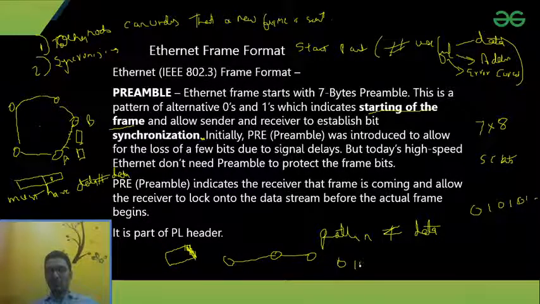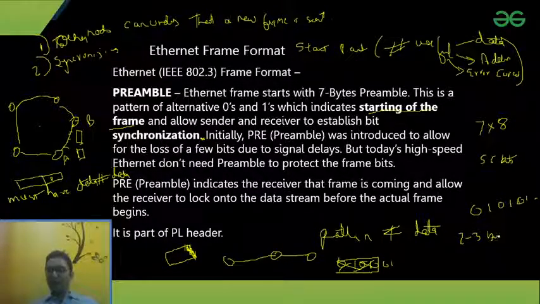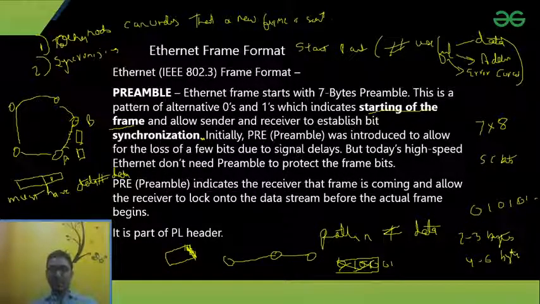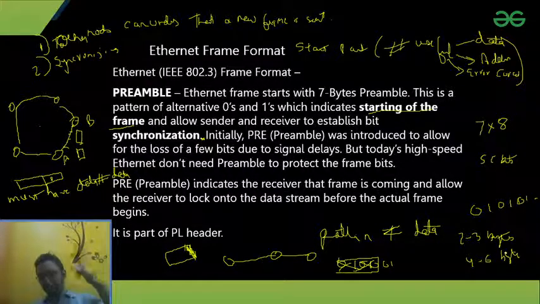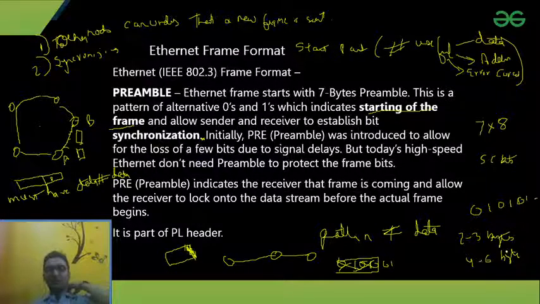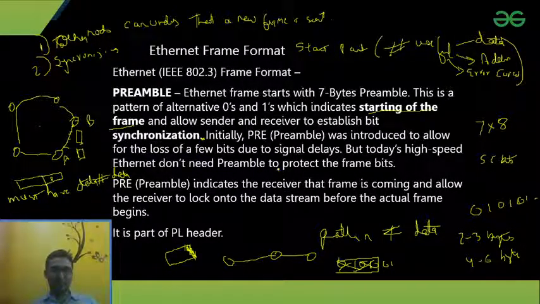So what happens in this huge preamble is that 0101101. So even if some of the data gets garbled, there is no problem. We do not need to retransmit. Even if from these seven bytes, 2 or 3 bytes are garbled, we will still have 4 to 6 bytes for the preamble itself. So by looking at 4 to 6 bytes also, we can understand that this is the preamble. In today's time, it is not required to protect frame bits.